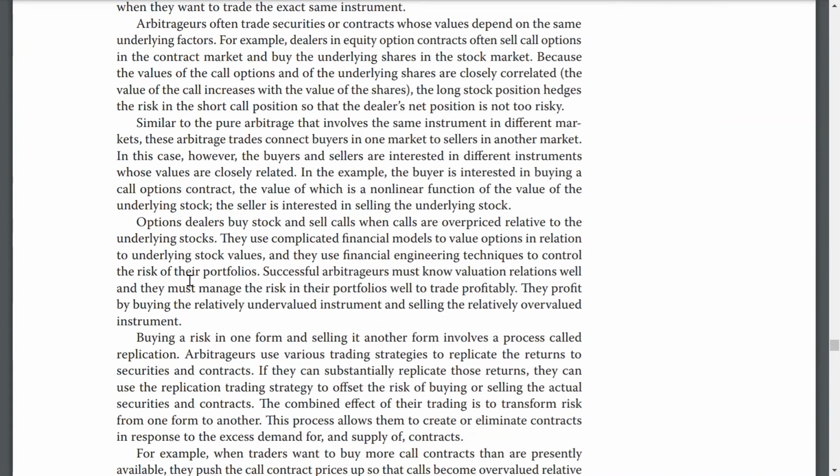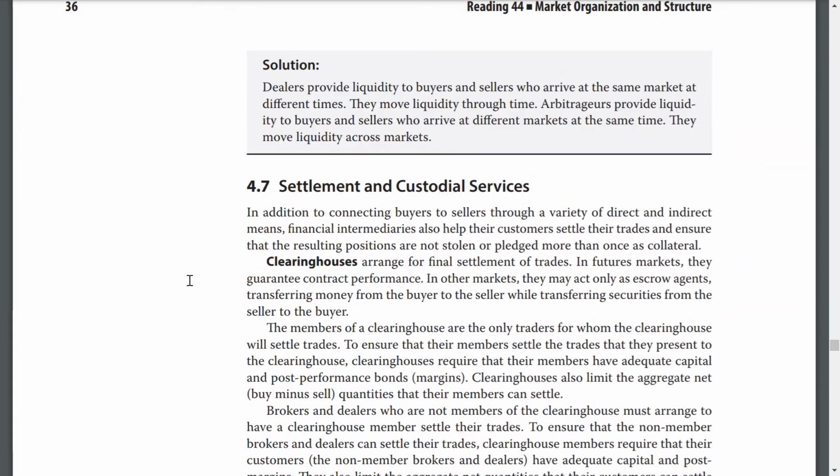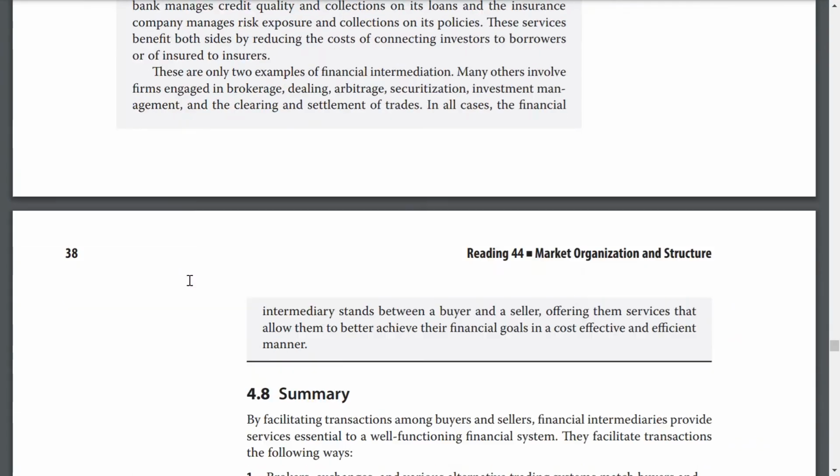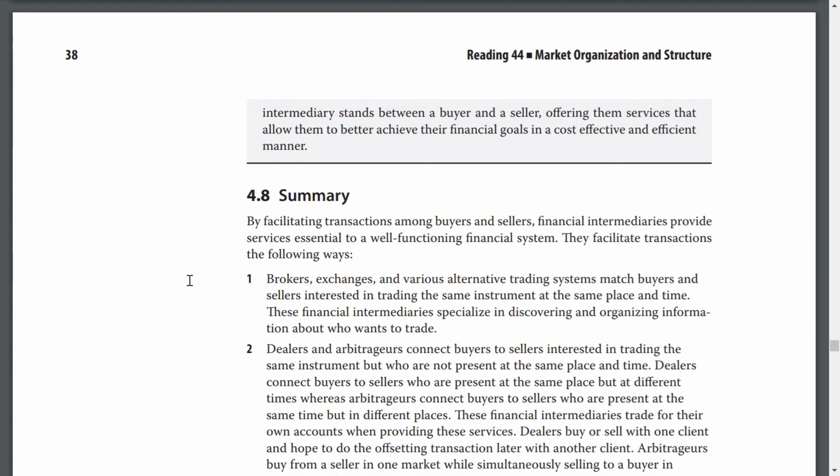Arbitrageurs, clearinghouses. Summary: by facilitating transactions among buyers and sellers, financial intermediaries provide services essential for a well-functioning financial system.